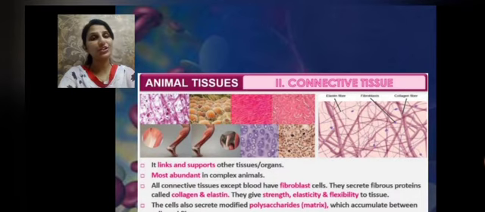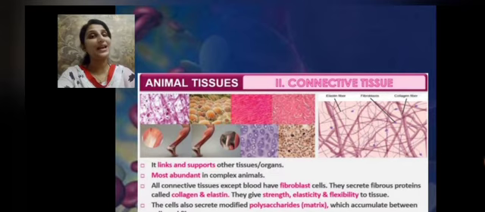And what is the function of these fibers? These elastin and collagen fibers provide elasticity, flexibility, and strength to the tissue. If any tissue requires elasticity, flexibility, and strength, that particular part of the animal body is made up of connective tissue, which has fibroblast cells that secrete fibers, namely elastin and collagen.